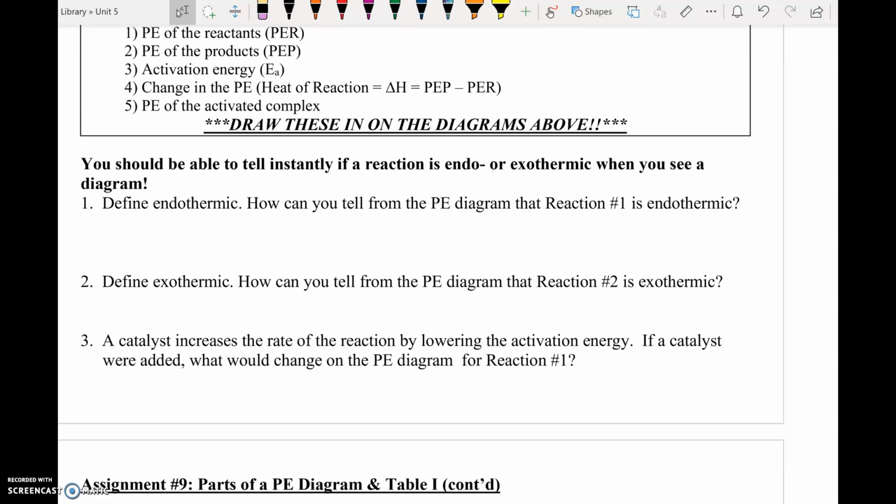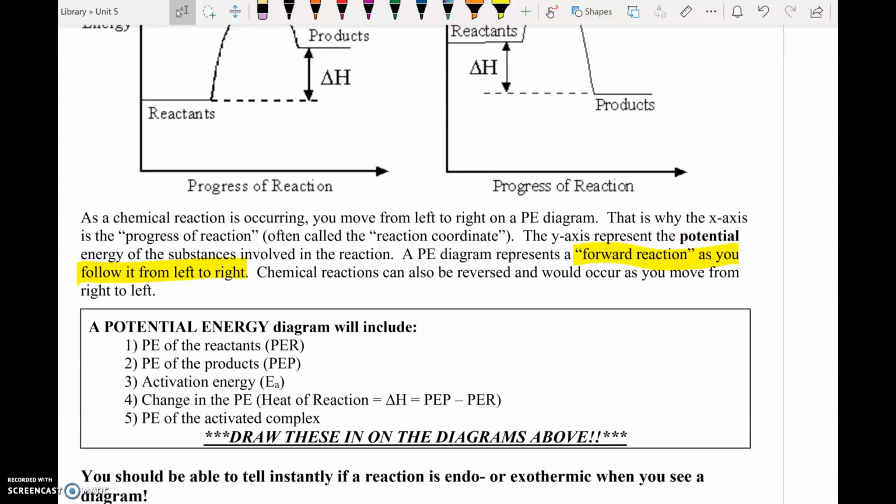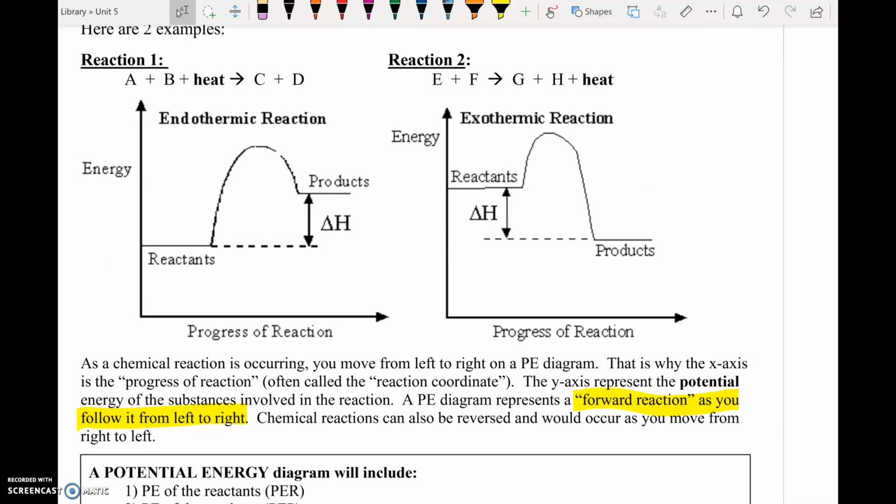How can you tell from a potential energy diagram that it's endothermic? So reaction number 1, how do I know that this is endothermic? Because more energy goes in than comes out. More energy goes in than comes out.